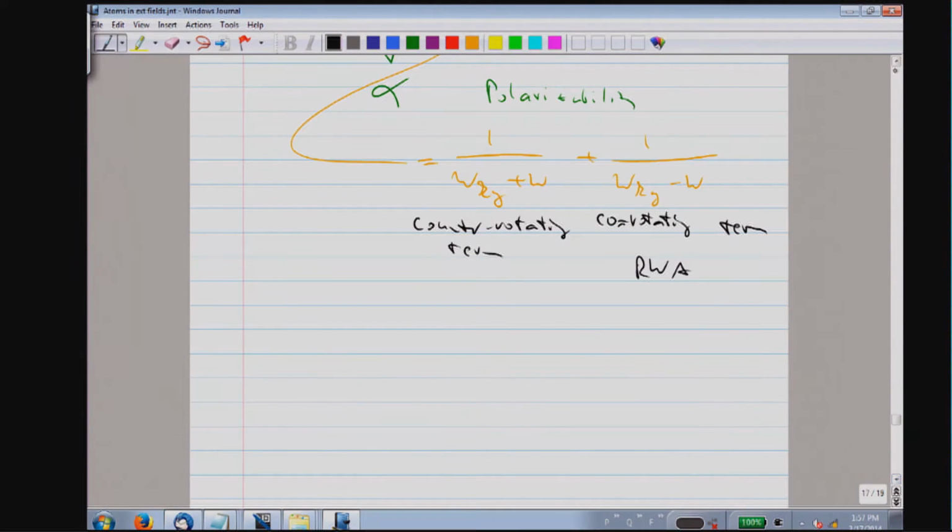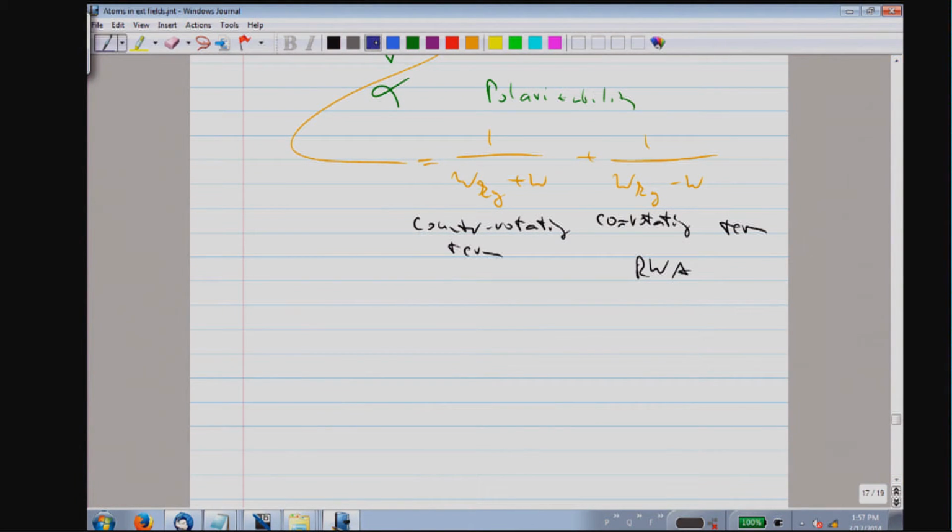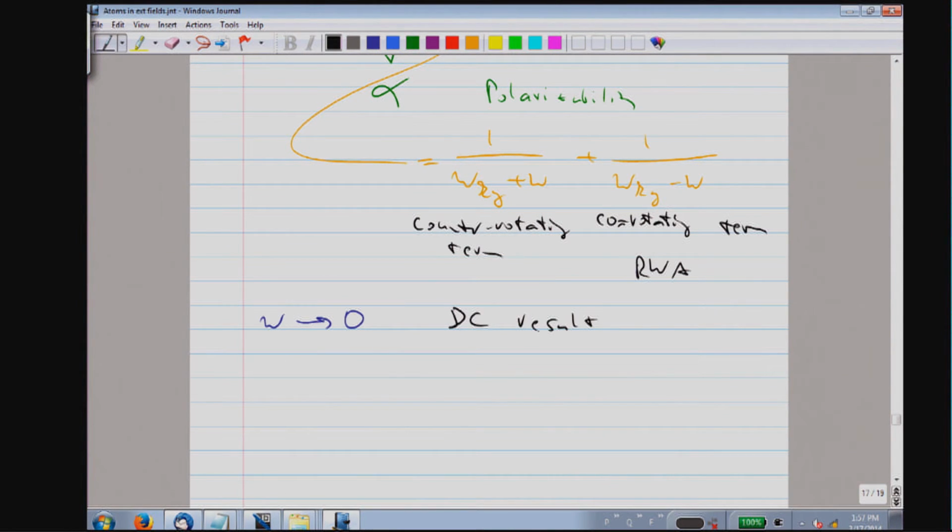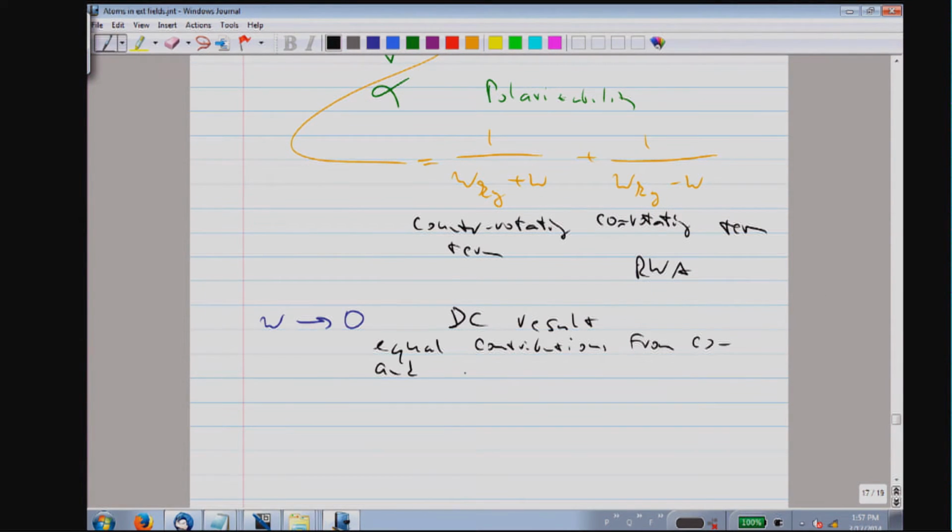What I first want to say is the limiting case. We have not made any assumptions about frequency. When we let omega go to 0, we obtain the DC result. It is important to point out that when we have the DC result, we can only get the correct results because we have equal contributions from co- and counter-rotating terms.